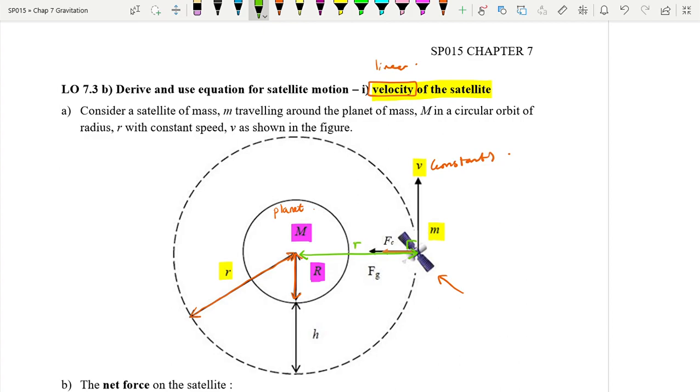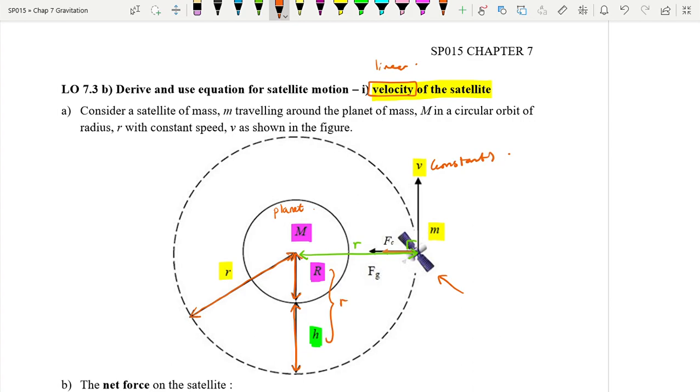Kemudian ada saya labelkan height dekat sini. Okay, height dekat sini adalah altitude. So height ni daripada surface planet sampailah hujung orbit. Maksudnya hasil tambah bagi kedua-dua radius of planet dengan altitude ataupun height ni adalah r kecil. Okay, which means the radius of the orbit.